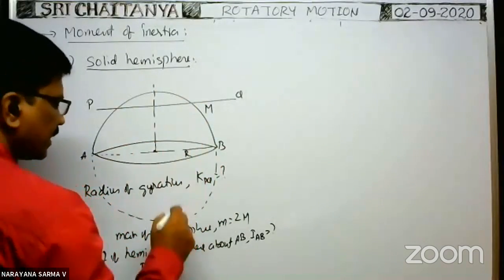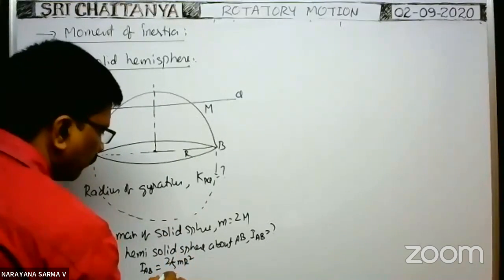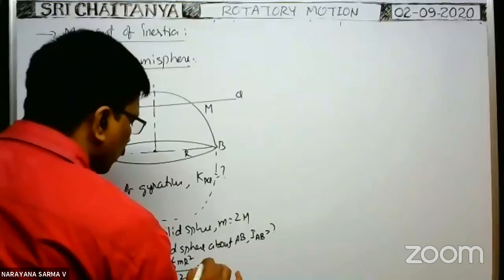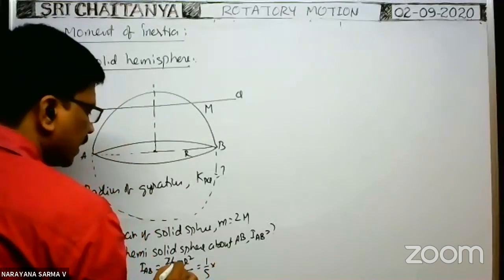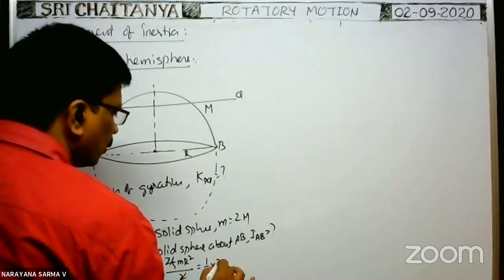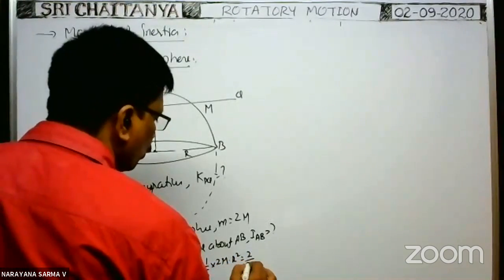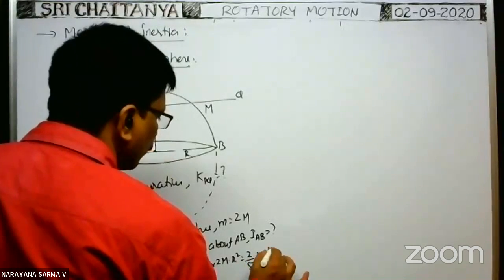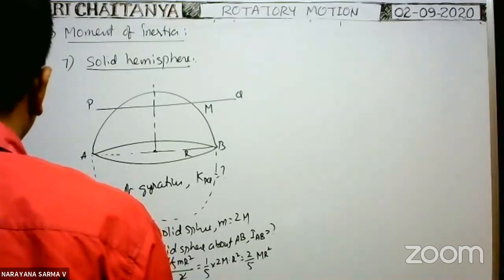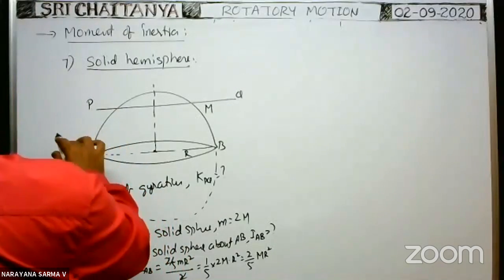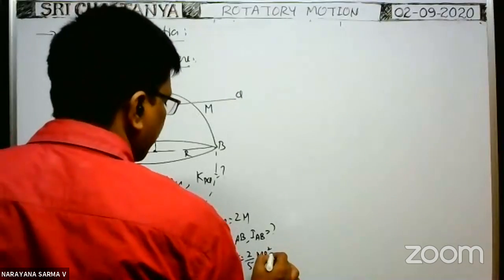The moment of inertia of the entire solid sphere, by the general formula, is 2/5 small m r square, divided by 2. The 2 cancels, so it is 1/5 into the mass of the entire solid sphere, which is 2 into capital M, into r square. Therefore that is equal to 2/5 M r square only. So the moment of inertia of the hemi-solid sphere about this axis is 2/5 M r square. This is equation 1.